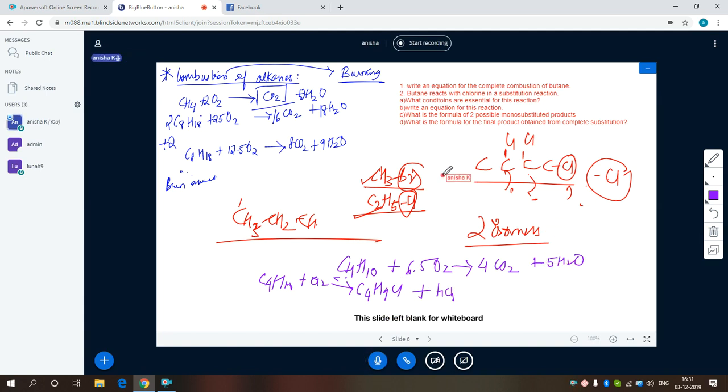Then we saw the two isomers. What is the answer for the last one? What is the formula for the final product obtained from the complete substitution? It's butyl chlorine. Is it? It will be C4H10, right? Okay, so these were the answers.